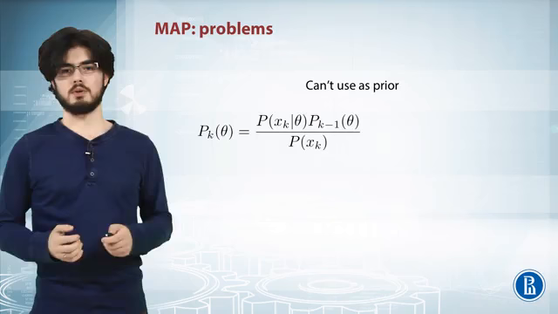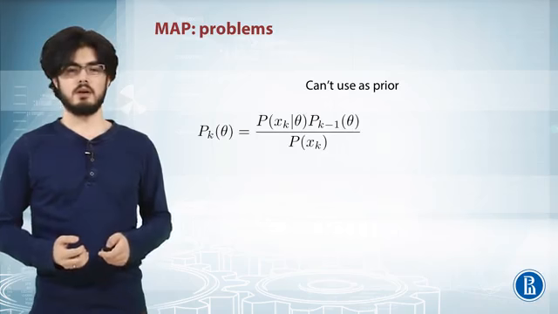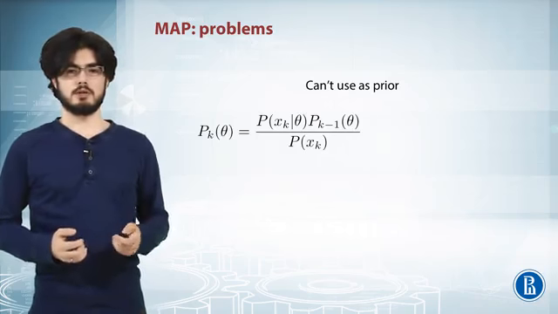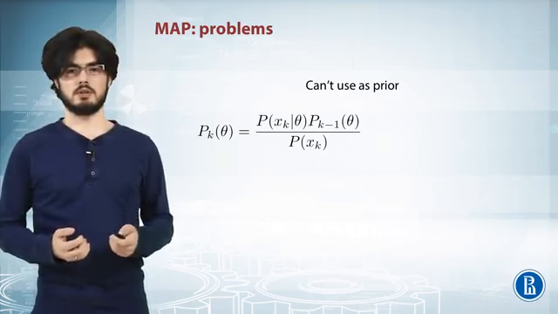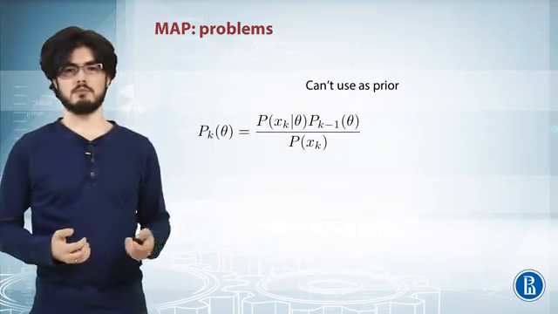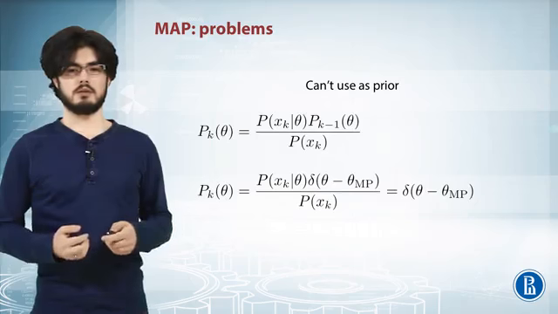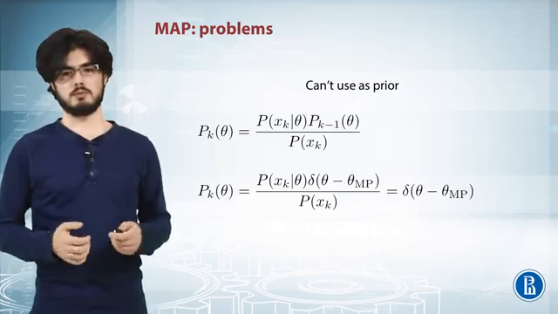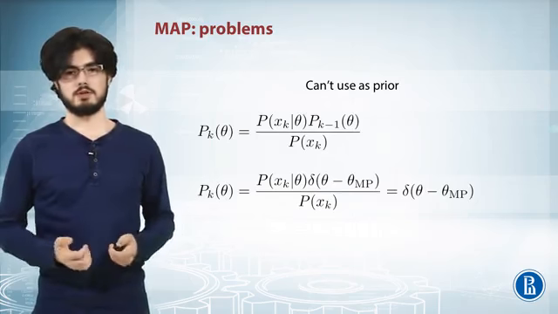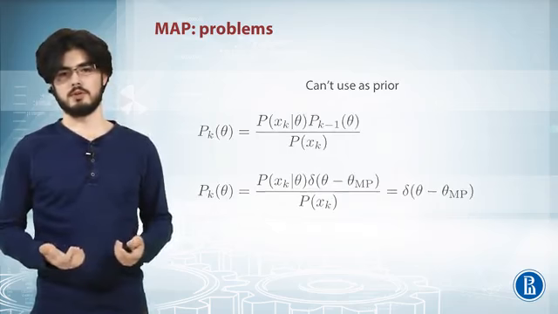The next problem is that we cannot use it as a prior. If we try to apply the maximum a posteriori estimation as a prior to the next step, we'll get again a delta function at the maximum a posteriori estimation. And so we'll not get any new information.